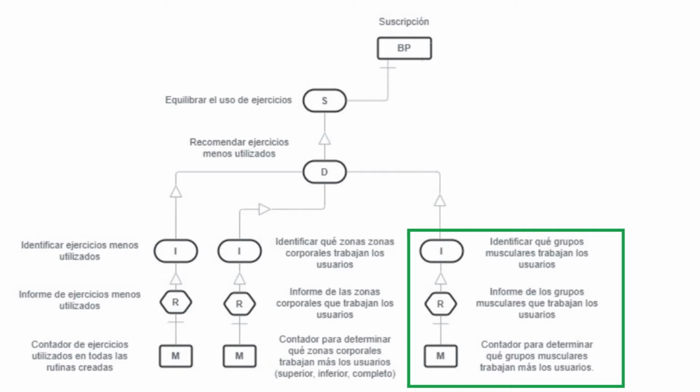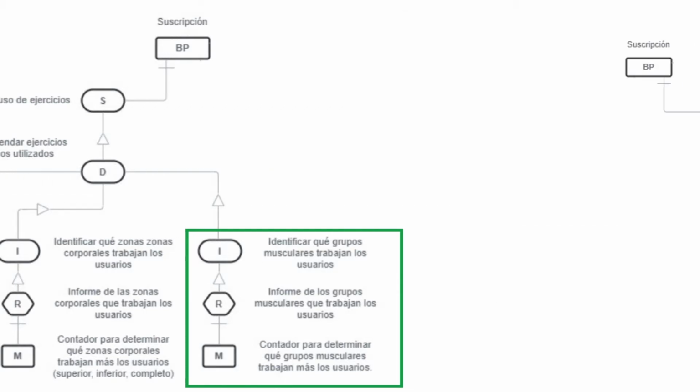The next KPI is to identify which muscular groups the users exercise, and in order to do so, we will make a report of the muscular groups that the users are working out in their routines. This way, we can also suggest better exercise recommendations based on the muscular groups the users aren't frequently using in their routines.